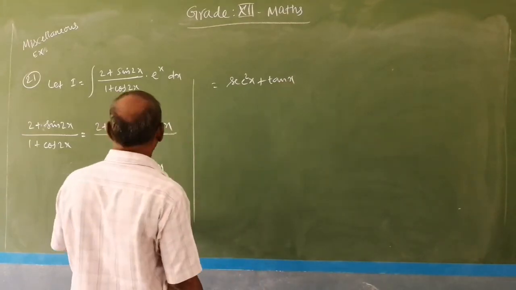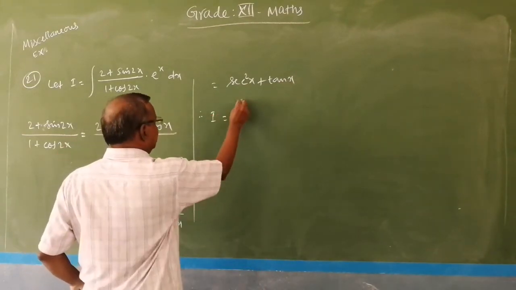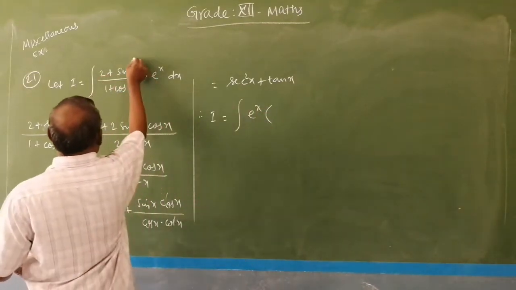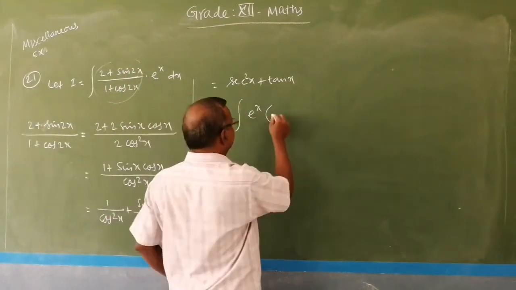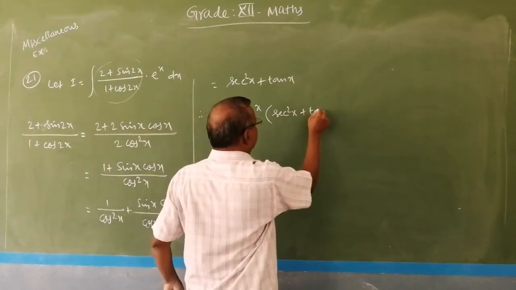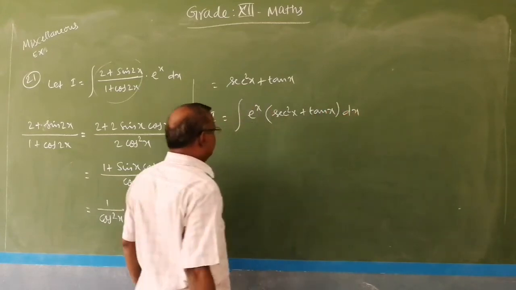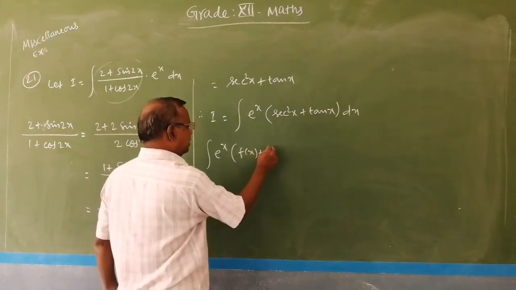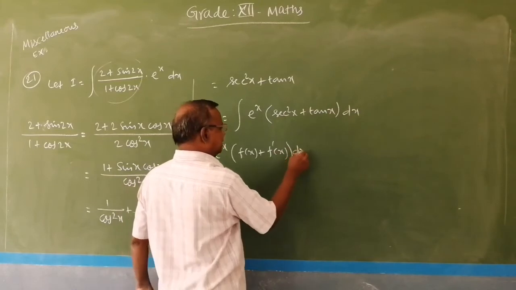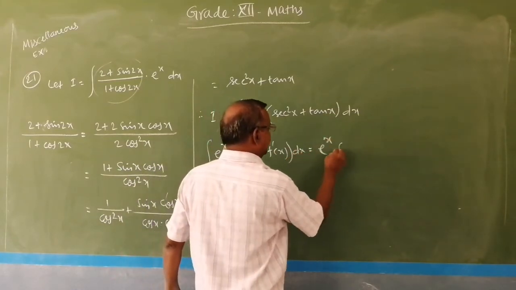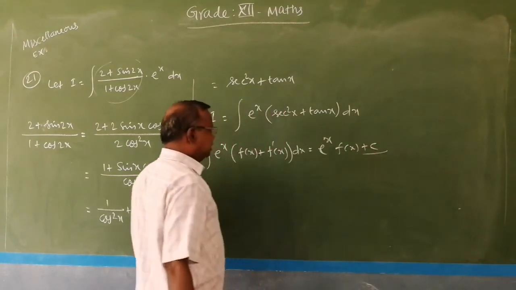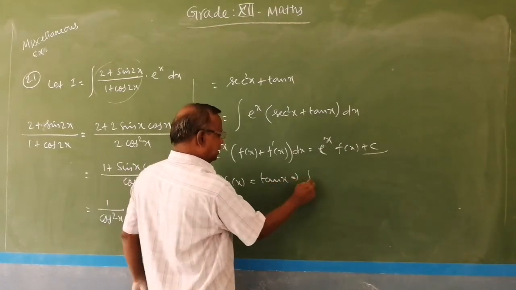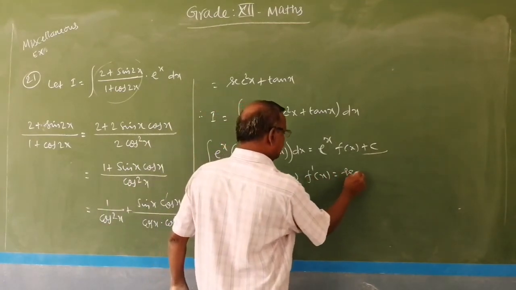Okay. Now therefore I equals integral e power x into (secant square x plus tan x) into dx. We know one formula: integral e power x into (f of x plus f dash of x) into dx equals e power x into f of x plus c. Here f of x equals tan x. So differentiating, f dash of x equals secant square x.